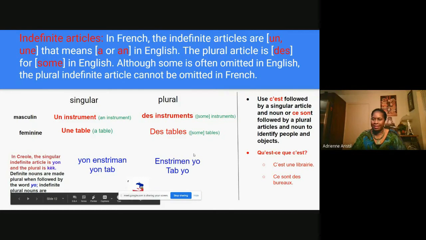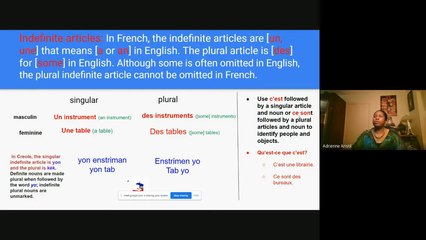Now we are almost done. We're going to be talking about the use of c'est, when to use c'est and when to use ce sont. Use c'est followed by a singular article and noun, or ce sont followed by a plural article. I should say plural article. There is no S in that one. And noun to identify people and objects.